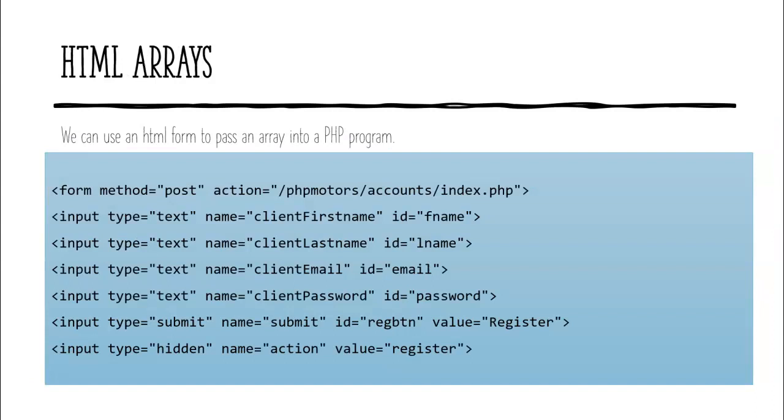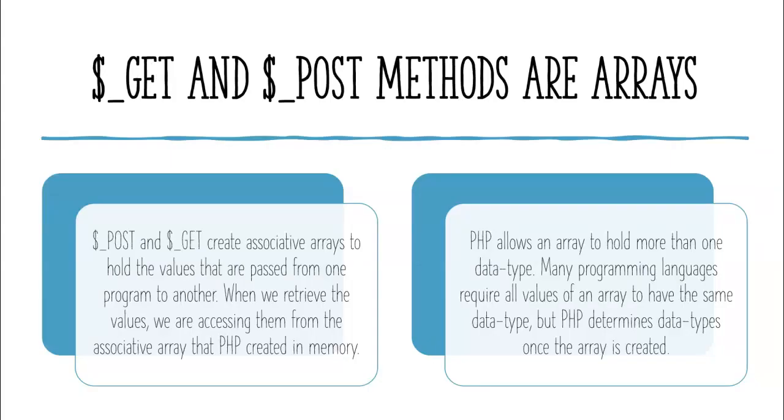We can use an HTML form to pass an array into a PHP program, and this is an example from our assignment this week where we use the method post to send the array values. The get and post methods are arrays. Post and get create associative arrays to hold the values that are passed from one program to another, and when we retrieve the values, we're accessing them from the associative array that PHP created in memory.